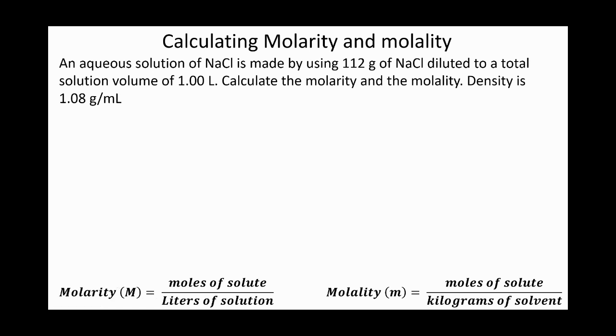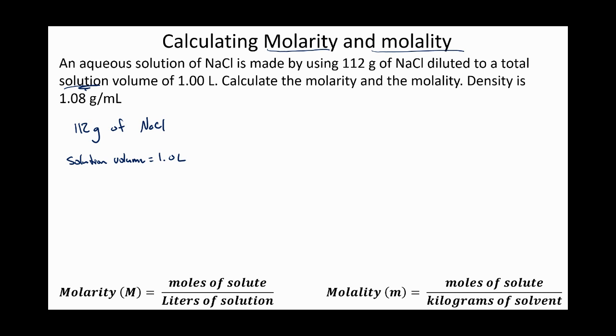Initially, we're going to start with a problem where it asks us to calculate both the molarity and the molality. I've given the definitions for each of those below. We're told that we have an aqueous solution of sodium chloride, and it's made using 112 grams of sodium chloride. The first thing I'm going to do is write down what I know. So I have 112 grams of NaCl, and that's diluted to a total solution volume, focusing on the fact that this is a solution volume, of 1 liter. So we have solution volume equal to 1 liter.